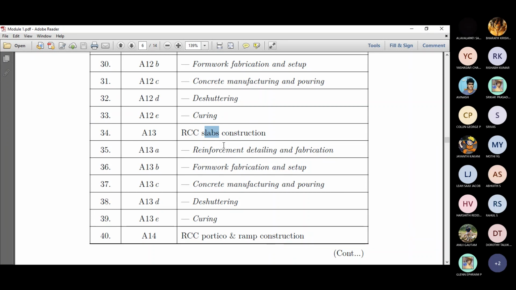So if a plate element fails, it's detrimental to the structure. But if a beam element fails, they can remove a particular portion and then re-strengthen it or something like that. But slab failure can create havoc. Generally, it is constructed monolithically, and extra time is given for the de-shuttering and curing.